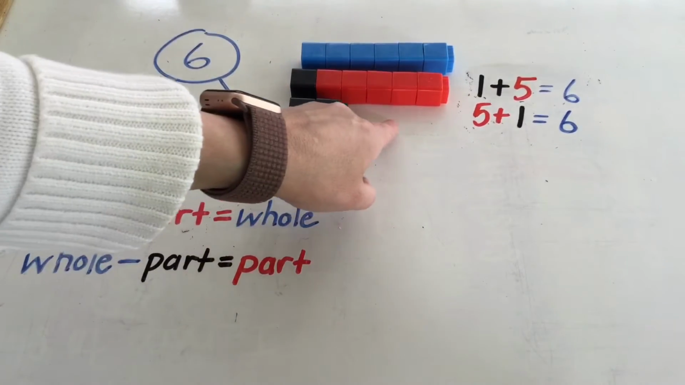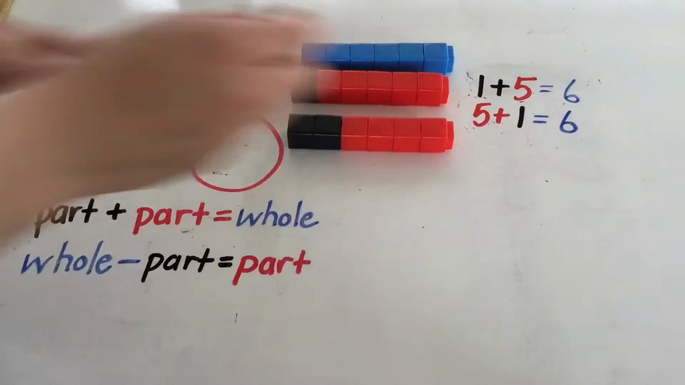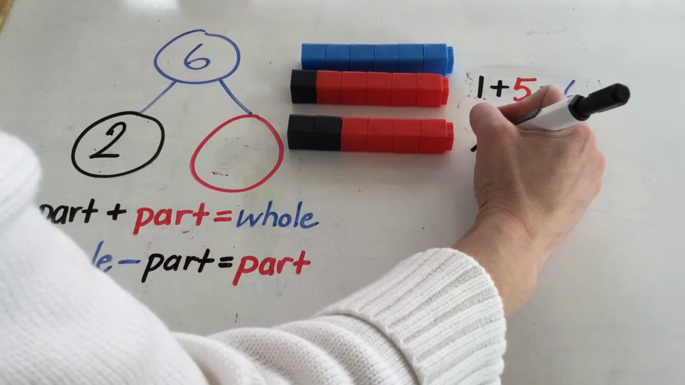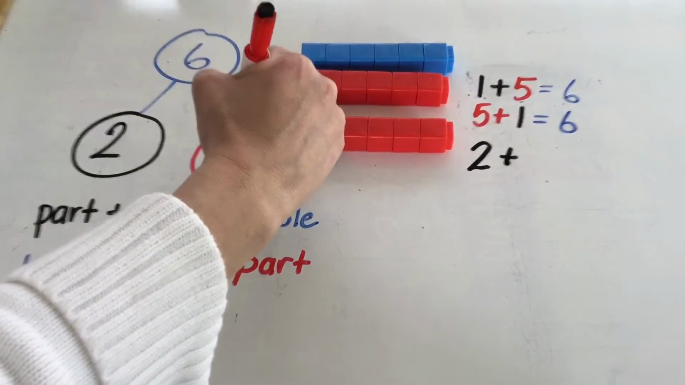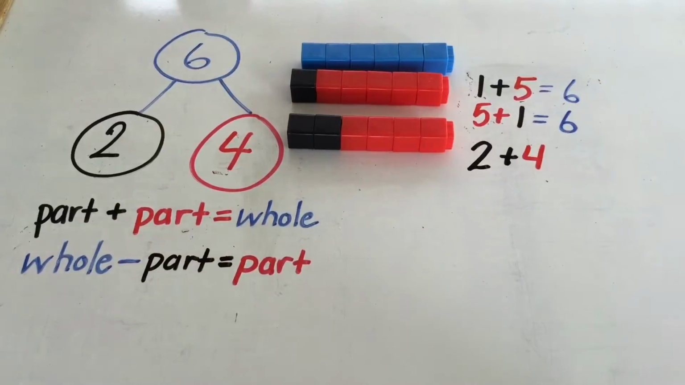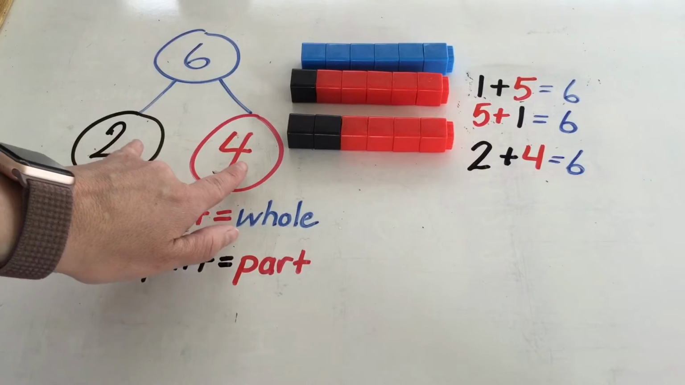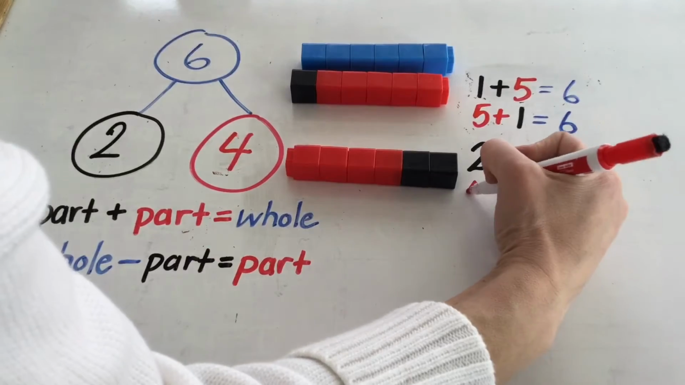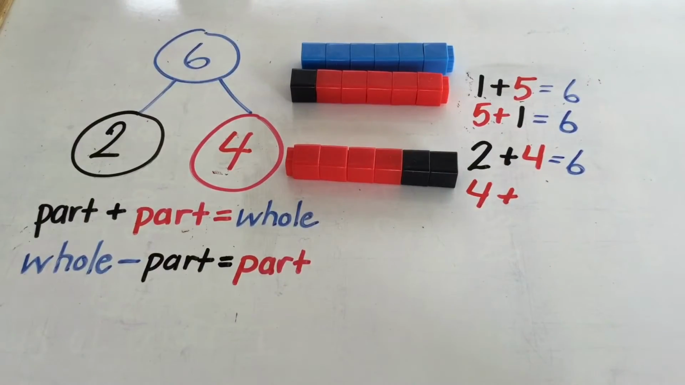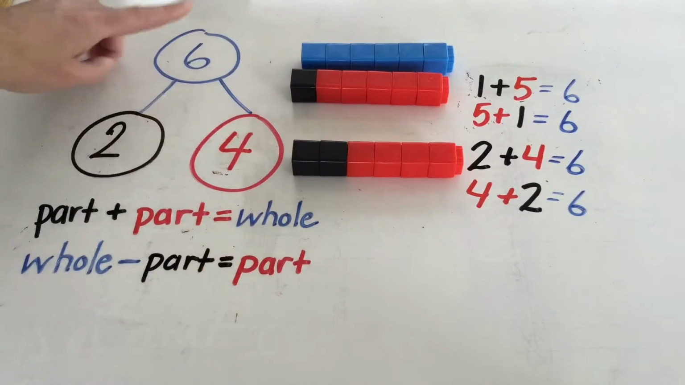Let's try the part 2. I can count on to see that 4 more make the whole of 6. So my addition sentence is 2 plus 4 equals 6. And remember, I can switch the parts when I add for the addition sentence of 4 plus 2 equals 6. Using my number bond, remembering that it's part plus part equals whole.